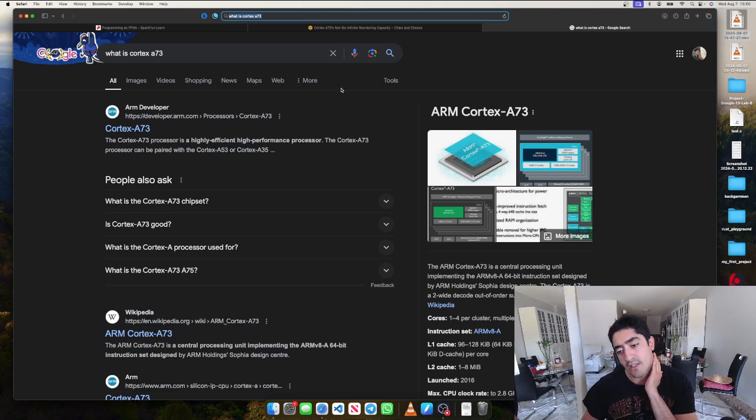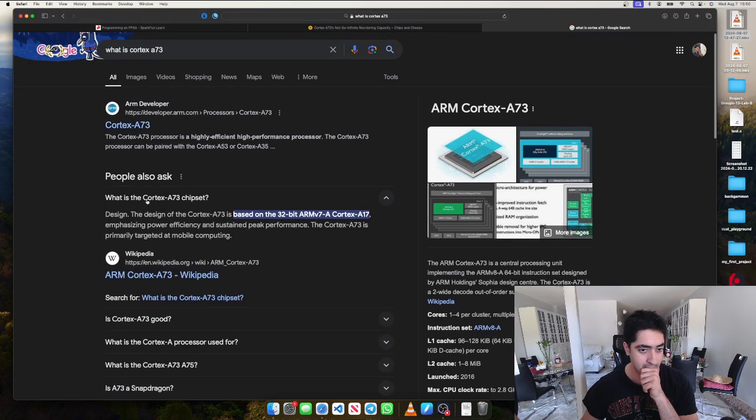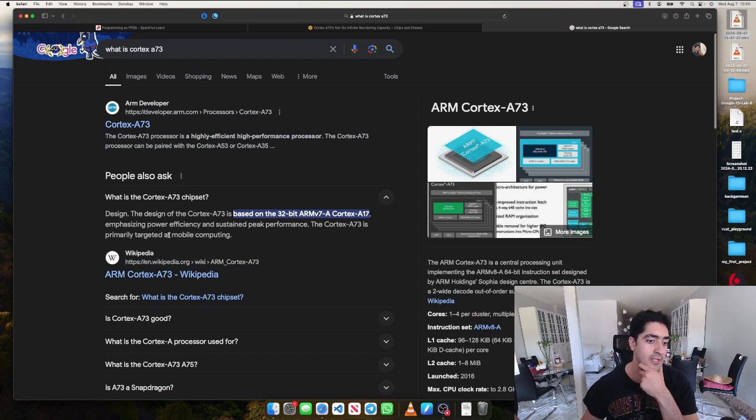So the ARM Cortex A73 is a central processing unit implementing the ARMv8-A 64-bit instruction set designed by ARM Holdings' Sofia Design Center. The design of the Cortex A73 is based on the 32-bit ARMv7-A Cortex-A17, emphasizing power efficiency and sustained peak performance. The Cortex A73 is primarily targeted at mobile computing.